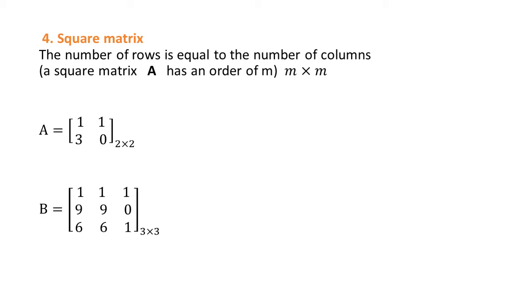And when we count the columns, the first column is 1 9 6, the second column 1 9 6, the third column 1 0 1. So therefore it has 3 rows and 3 columns. The number of rows and number of columns are same. That is, the order is 3 cross 3. So it is also a square matrix.